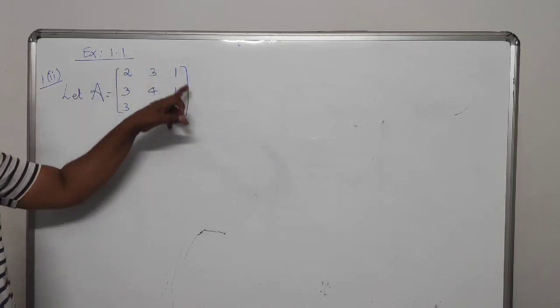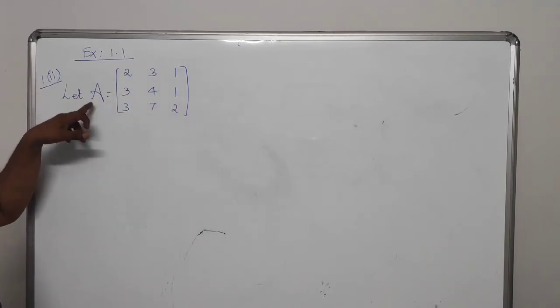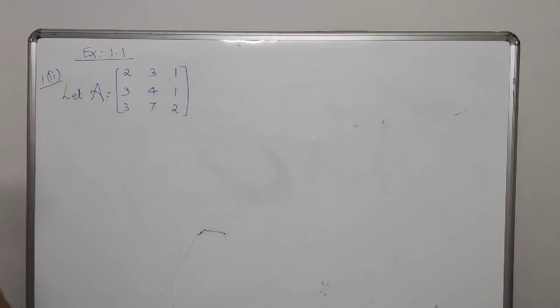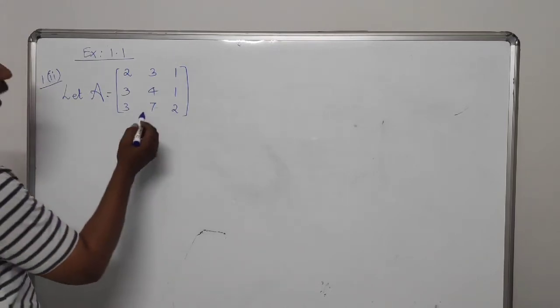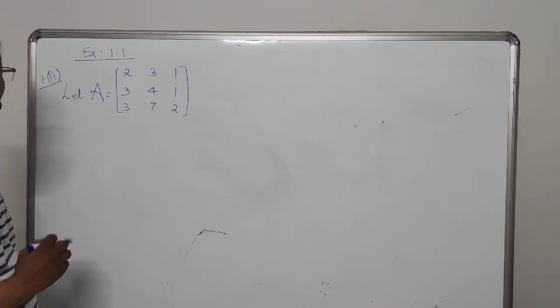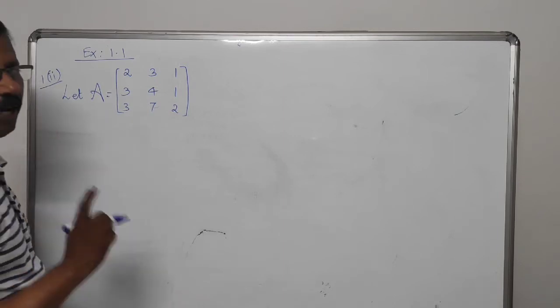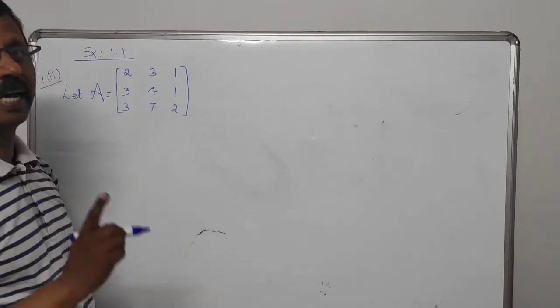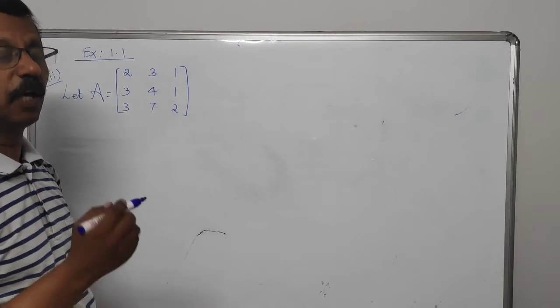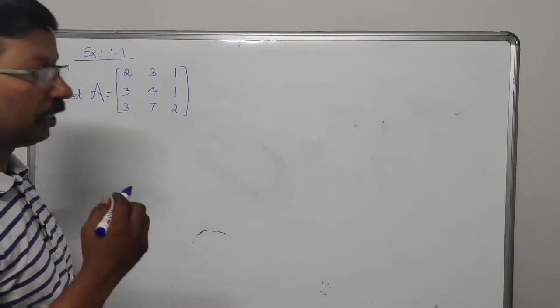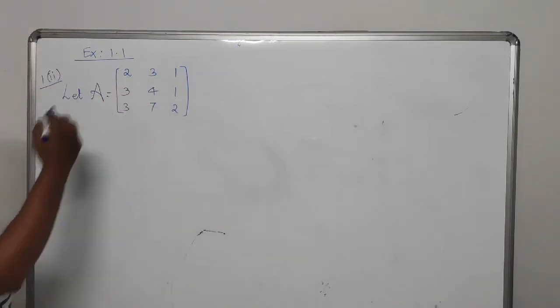For that matrix we can assign a name. Therefore you can assume let A is equal to this matrix. Now for finding adjoint, we need to find cofactors, because we know very well adjoint of a matrix is nothing but transpose of the cofactor matrix. Therefore, we can find the cofactors of each and every element of this matrix A.